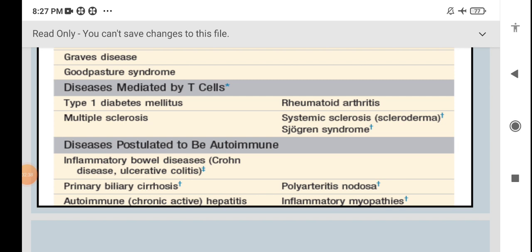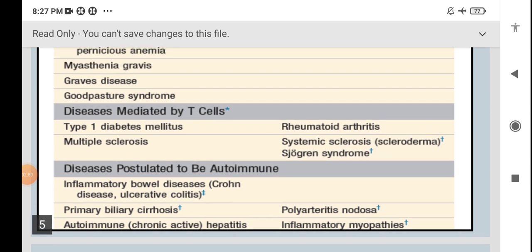Then diseases postulated to be autoimmune, such as inflammatory bowel diseases, that's Crohn's disease and ulcerative colitis, nowadays very common, as are the irritable bowel syndrome cases. Primary biliary cirrhosis, chronic active hepatitis, that's autoimmune hepatitis.